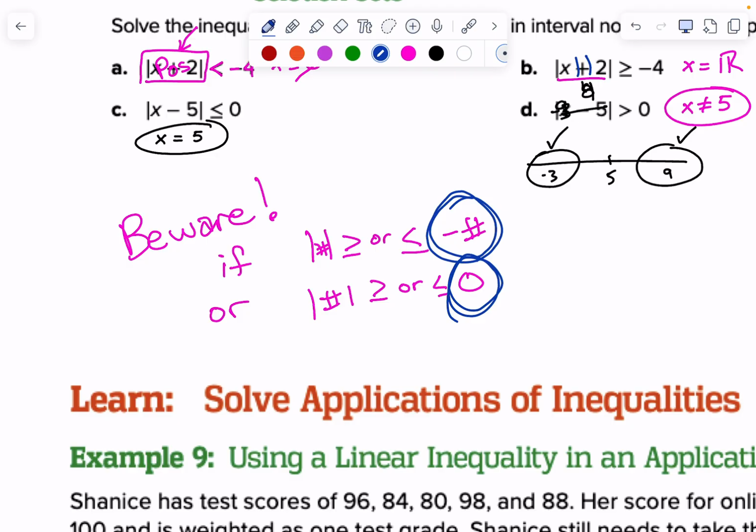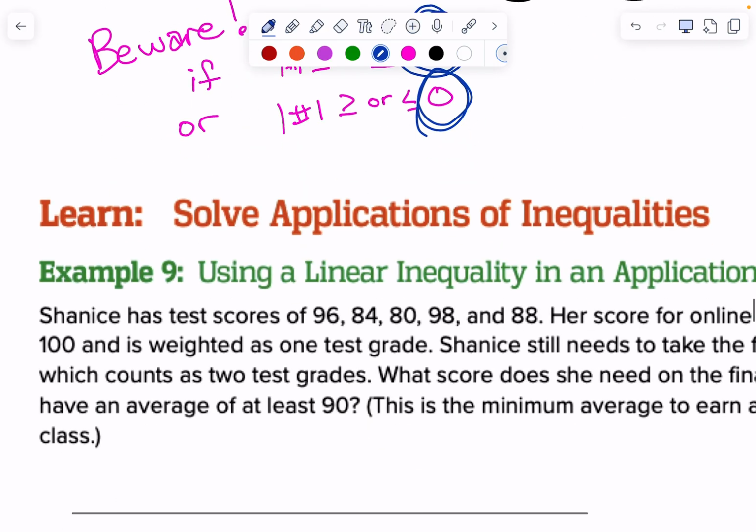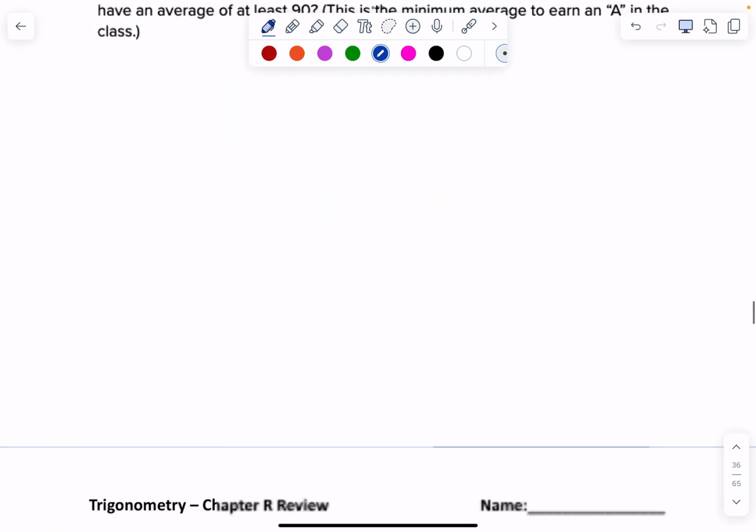Check those first, because you're going to rack your brain solving it, doing both cases, doing all the things, and you're going to get to the answer and be like, wait a second, I did too much work. So look for negatives, look for zeros. Got it? All right.